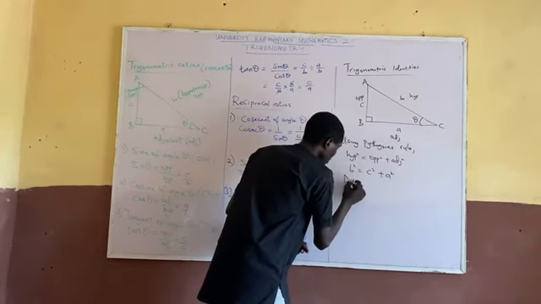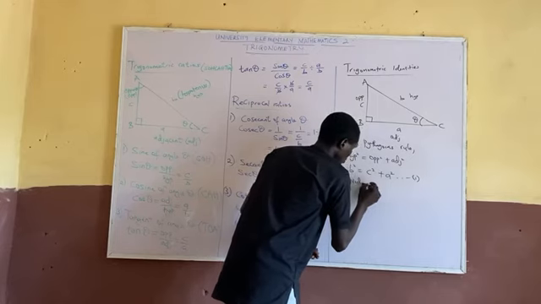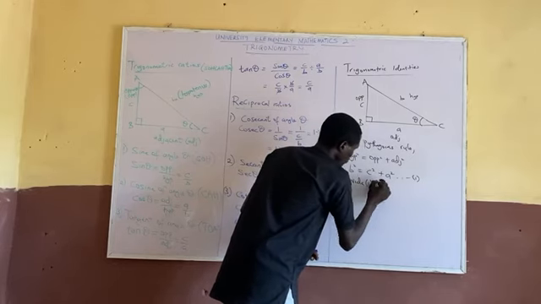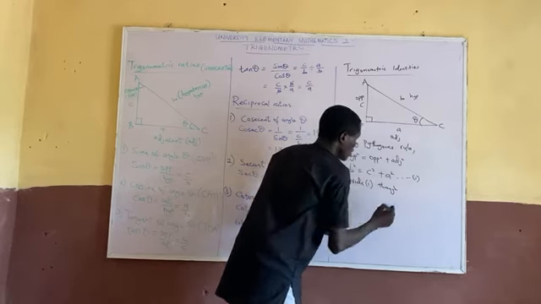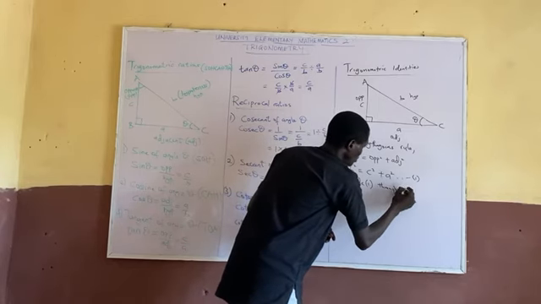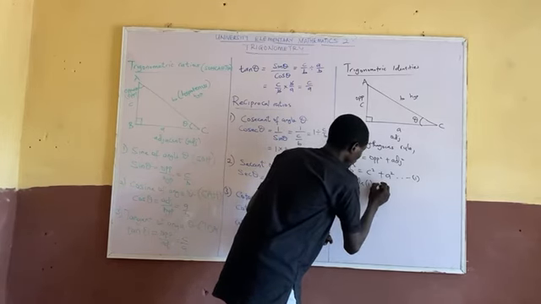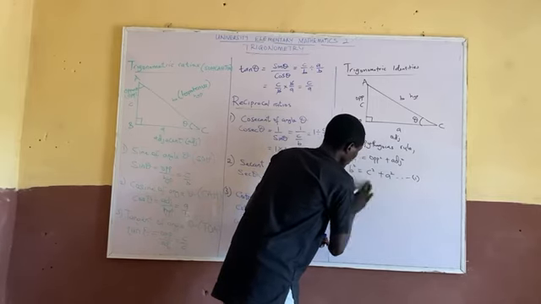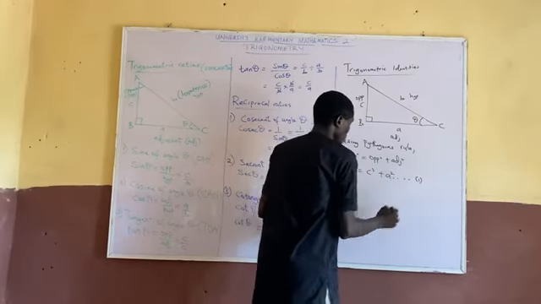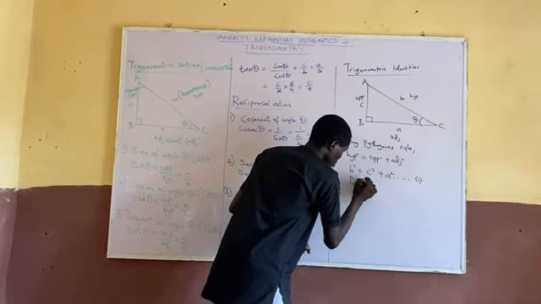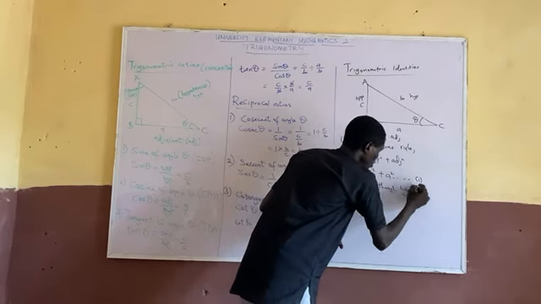Let's name this one equation 1, and divide equation 1 through by b square. Divide equation 1 by b square.